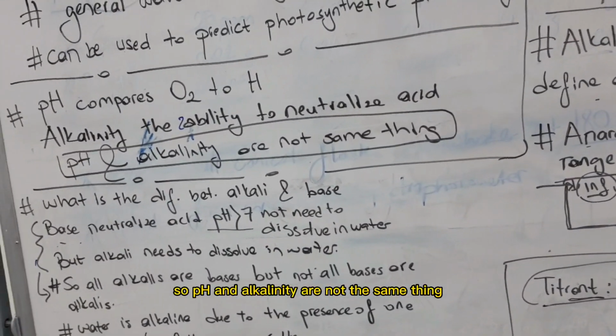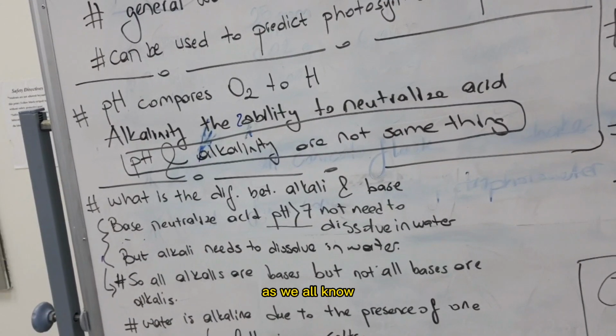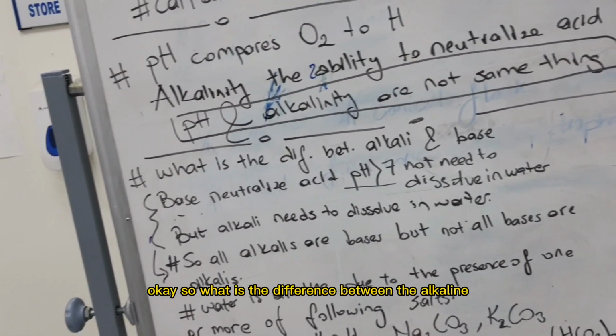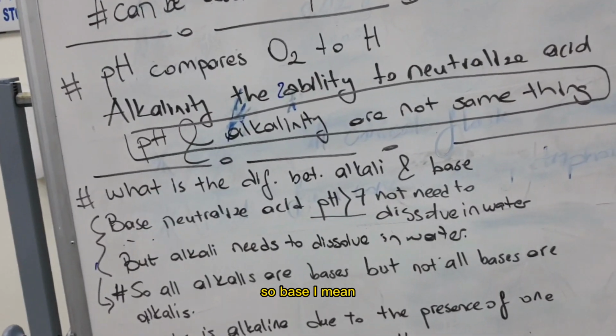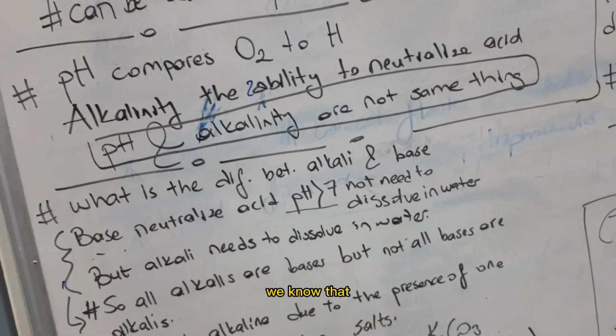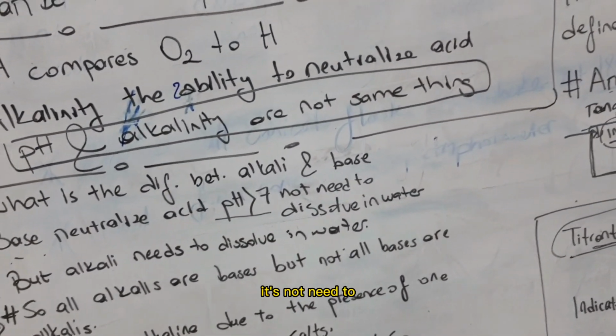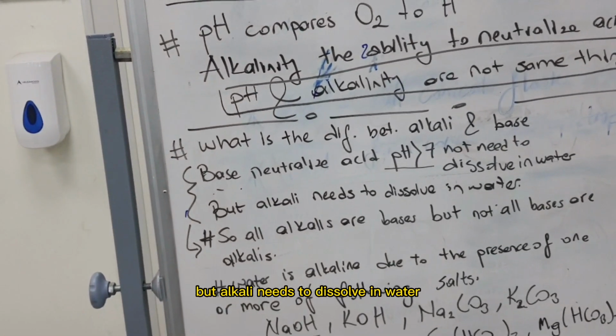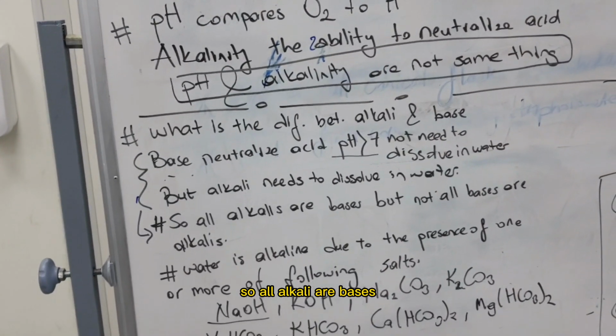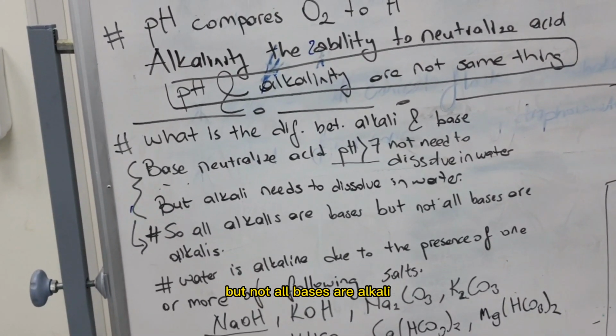So pH and alkalinity are not the same thing, as we all know. What is the difference between an alkali and a base? A base neutralizes acid, we know that, and has pH greater than 7; it does not need to dissolve in water, but an alkali needs to dissolve in water. So all alkalis are bases, but not all bases are alkalis.